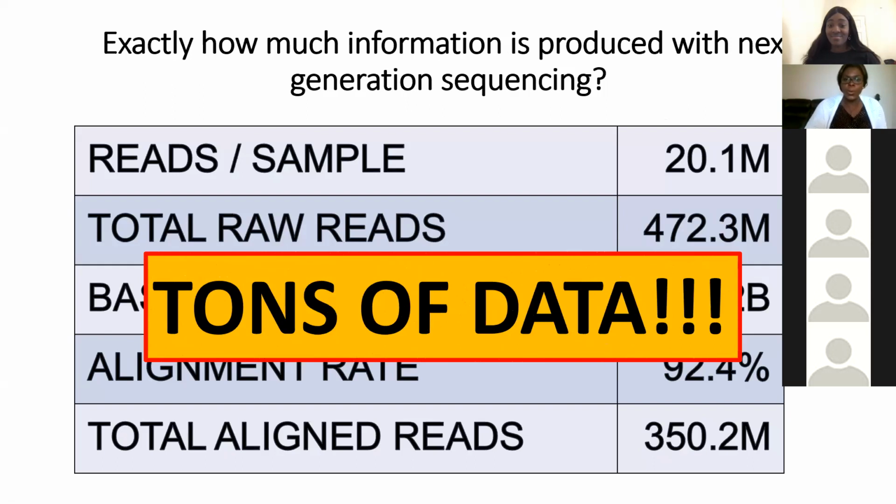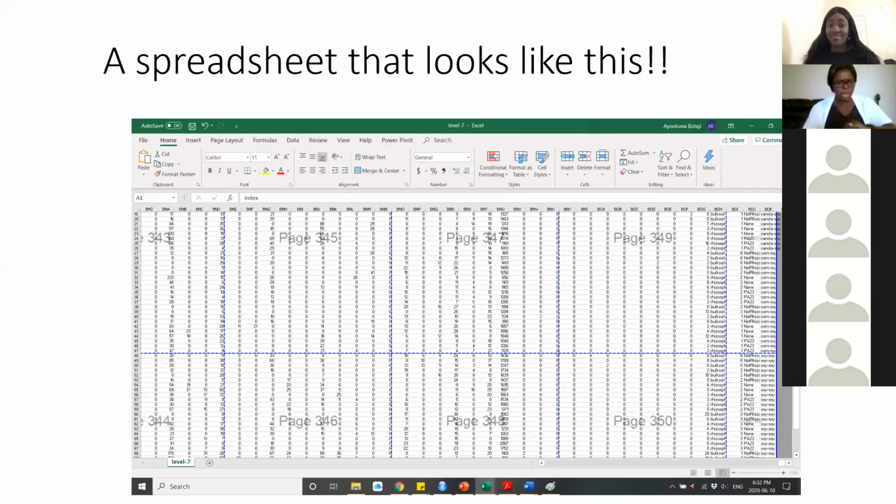So for this talk, I will only focus on one of the spreadsheets I've been working with. It's a spreadsheet that looks like this, where you have data as much as 350 pages on your Excel spreadsheet. How do you make sense of this? It's ridiculous.